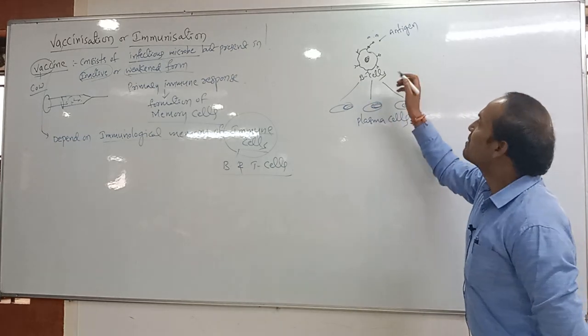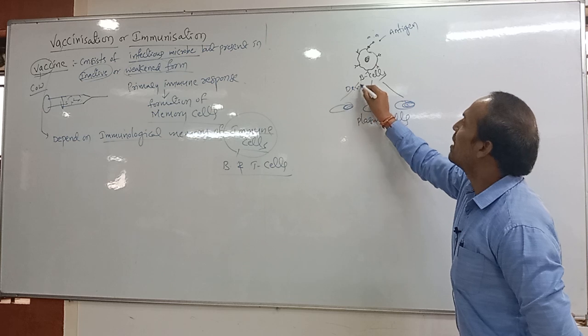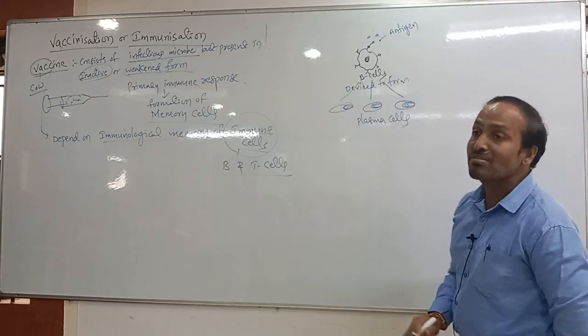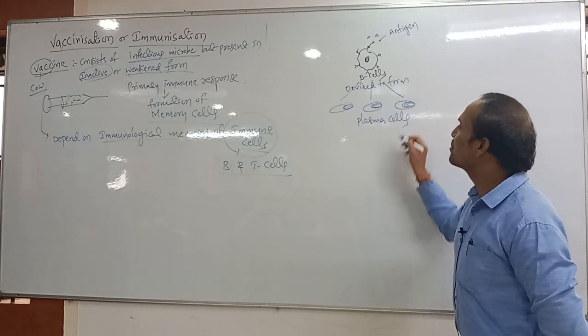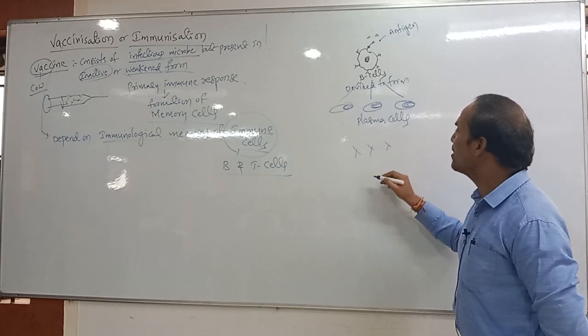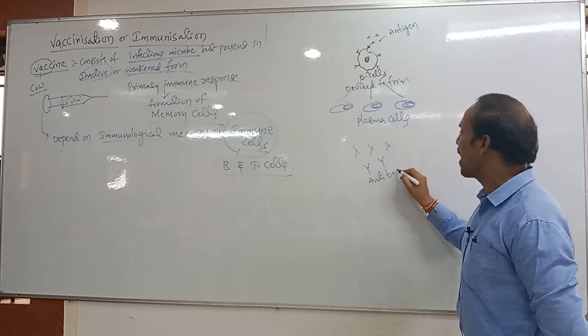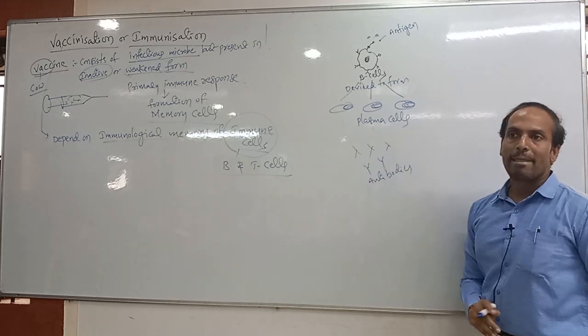Understood? B cells divide to form which cells? Plasma cells. Plasma cells produce which one? What is the name of this Y-shaped structure? Antibodies. This is the general process.